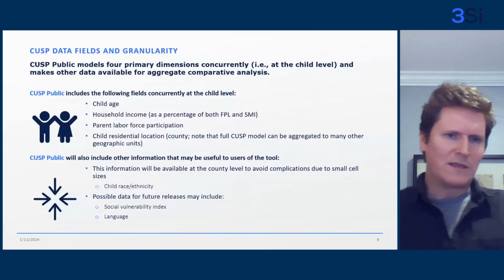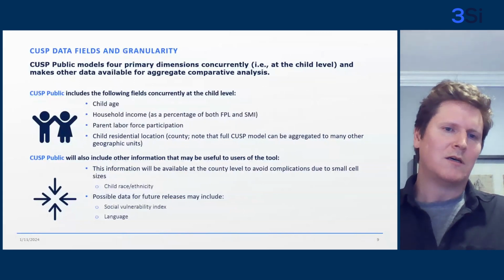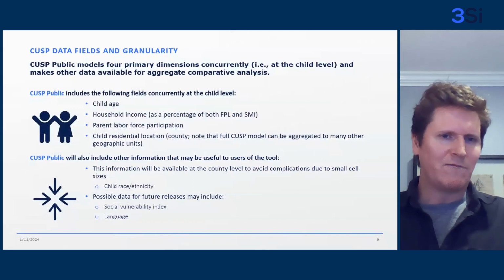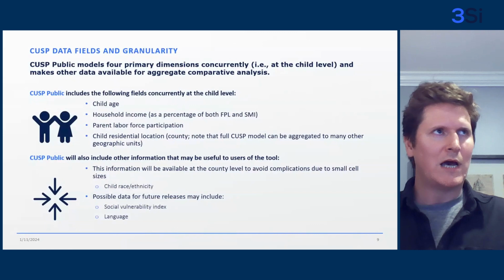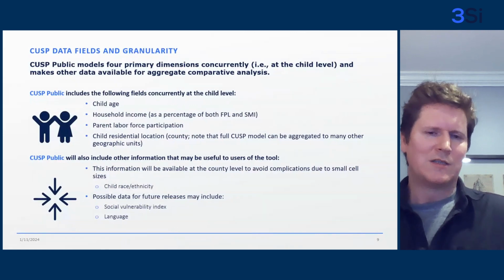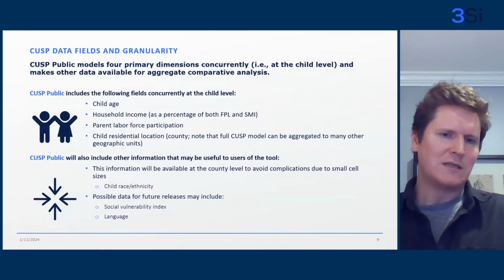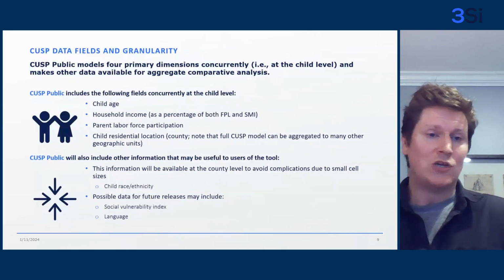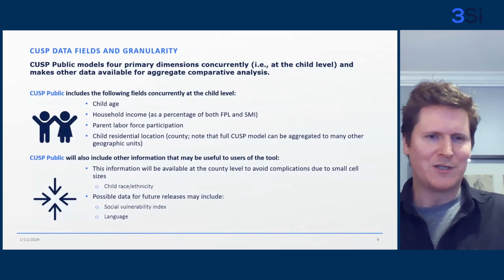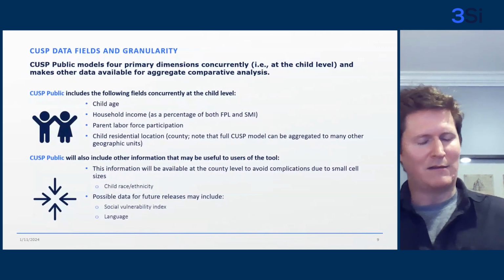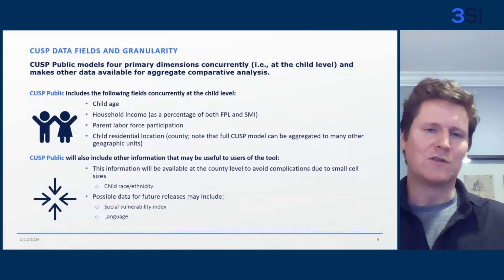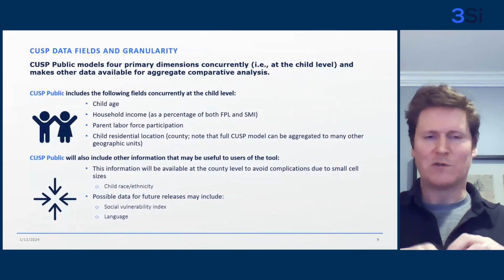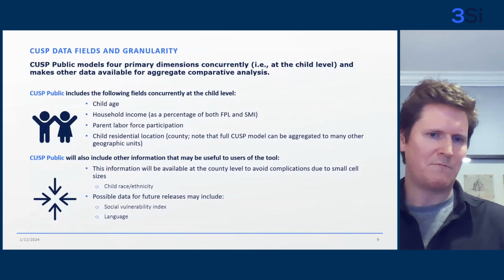Another thing I'll point out is that the publicly available data sources, like census data, make a lot of this information available, but not intersected with one another. So for instance, it's very easy to see household income as a percentage of federal poverty level from census data. You can also see parent labor force participation, but you cannot see, at least not easily, the intersection between the two of those. And so that's something that CUSP is doing. We are modeling the interaction between all of these terms that you see at the top of the slide.